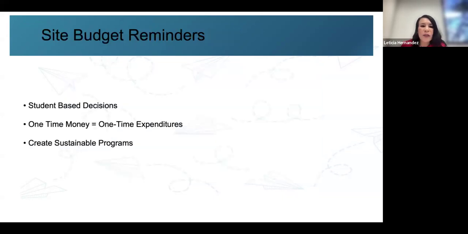So some budget reminders is student-based decisions, of course. They're always student-based decisions, one-time money, one-time expenditures, and you want to create sustainable programs. So overall, that is the school site budget and how you create it.